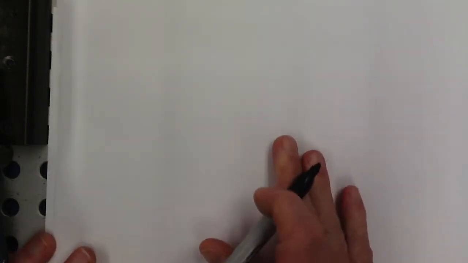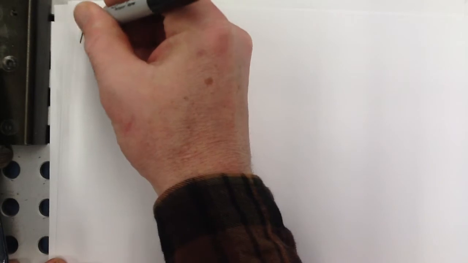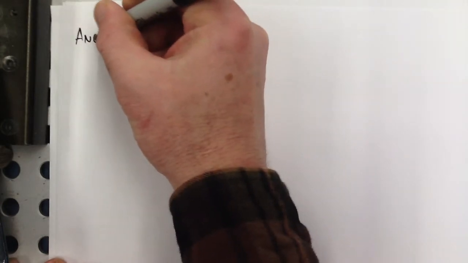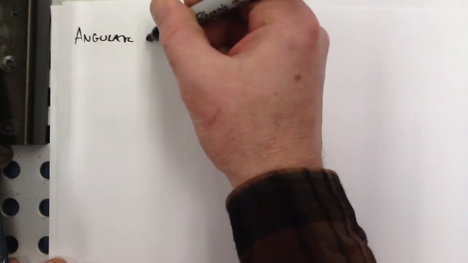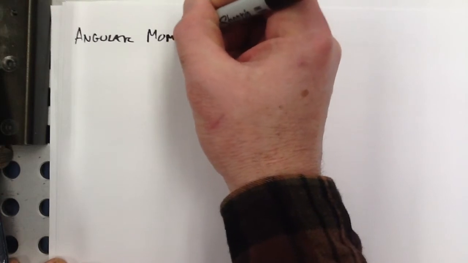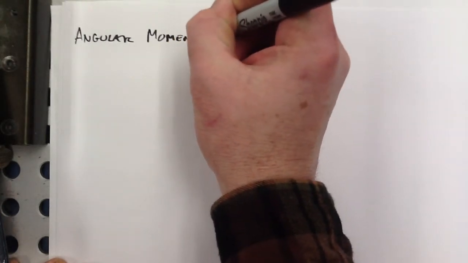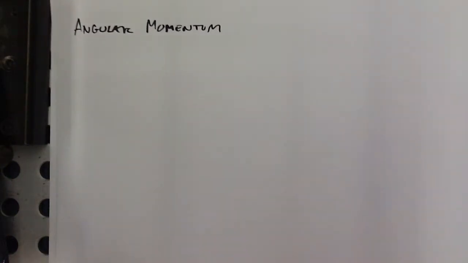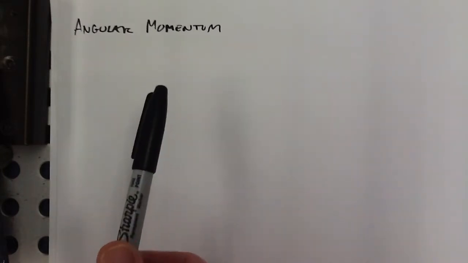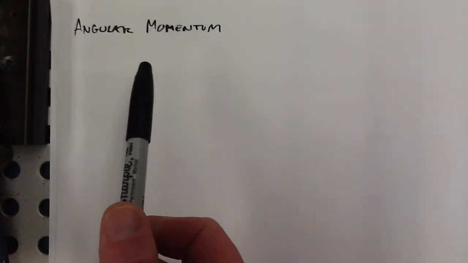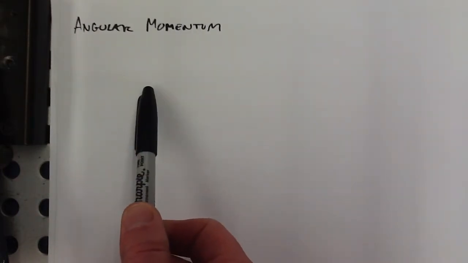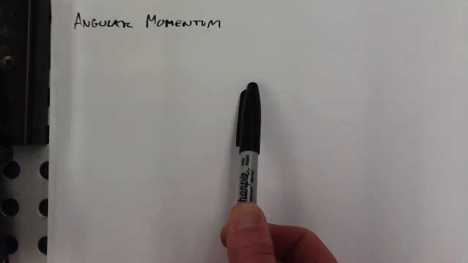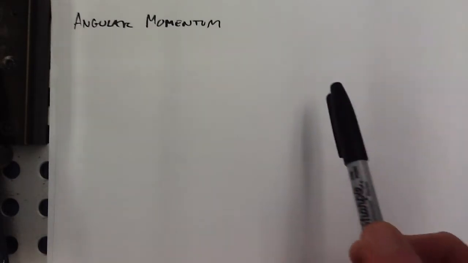Okay, we're going to talk about angular momentum here. And here's how we're going to approach this. I'm just going to give you the definition of the angular momentum of a particle relative to a fixed point. And then we're going to follow that trail, see where it leads us.